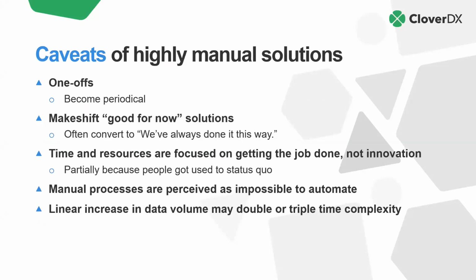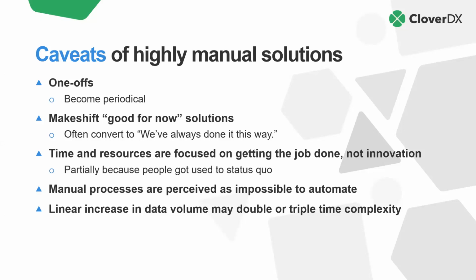So manual solutions, how do they usually start, or what are the caveats of those? So usually they start as one-offs. Somebody comes to you and asks, okay, so I would like to know this information. And then it will become periodical because you did too good of a job, and that one-off becomes like every day or every week, which takes up your time, and really along the way it becomes unmanageable.